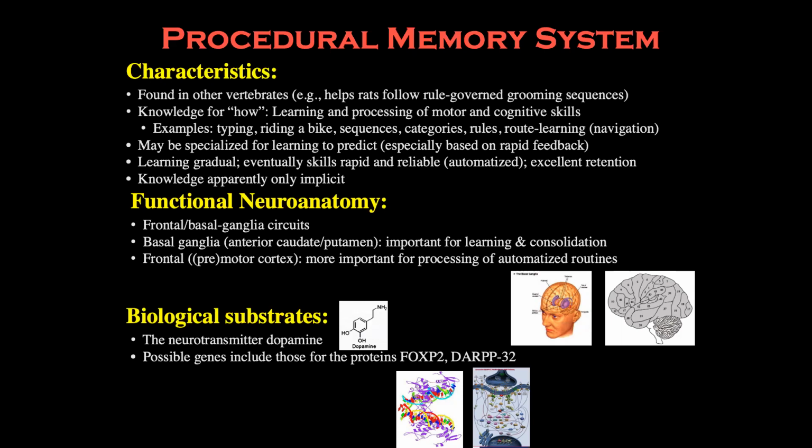How about the functional neuroanatomy? The system is rooted in frontal basal ganglia circuits. In fact, we define it in this learning and memory, as I said before, as depending on the basal ganglia. These are subcortical structures, including the caudate nucleus, the putamen, and so on. Certain portions of the basal ganglia, particularly the anterior portions of the caudate nucleus and putamen, are particularly important, at least in early phases of learning and consolidation. Whereas when that information is largely learned, it depends more on neocortical regions, including motor and premotor cortex, as we have in the next line, processing of automatized routines, but also parietal regions as well.